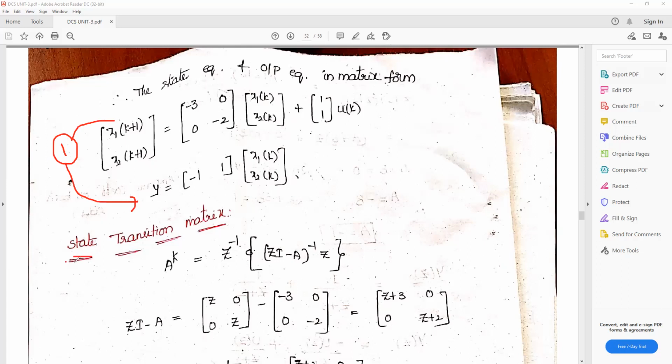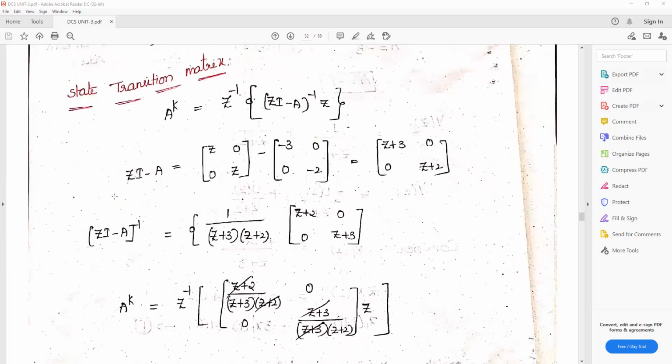Next, construct the state transition matrix. What is the formula of state transition matrix? So I already told you earlier. Phi of k is the state transition matrix. Phi of k is equal to A power k, which is equal to inverse z transform of (zI minus A) whole inverse into z.